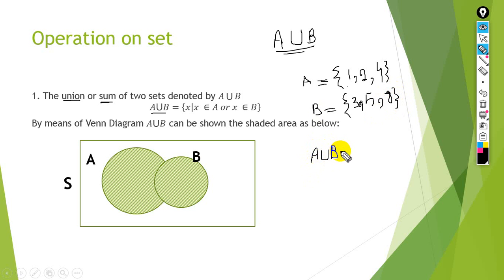We can say A union B, the sum of these two sets. In this operation we take the elements of set A, 1, 2, 4, and also the elements of set B, 3, 5, 8. So we can say this is A union B, combining the elements of set A with the elements of set B.